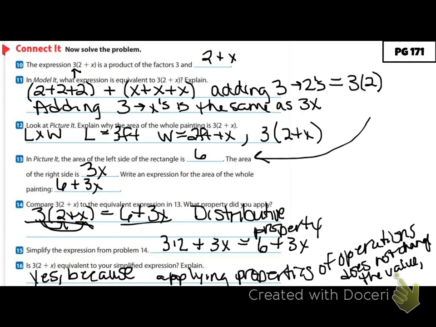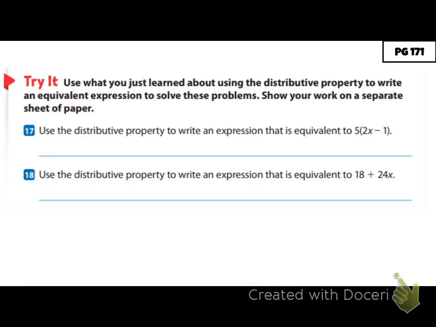And if we were given a total for x and we plugged it in, no matter which expression we used, we would get the same answer. So now you try it. Take a couple moments, work out 17 and 18 using the distributive property, and then when you've done, go ahead and resume the video to check your answers.